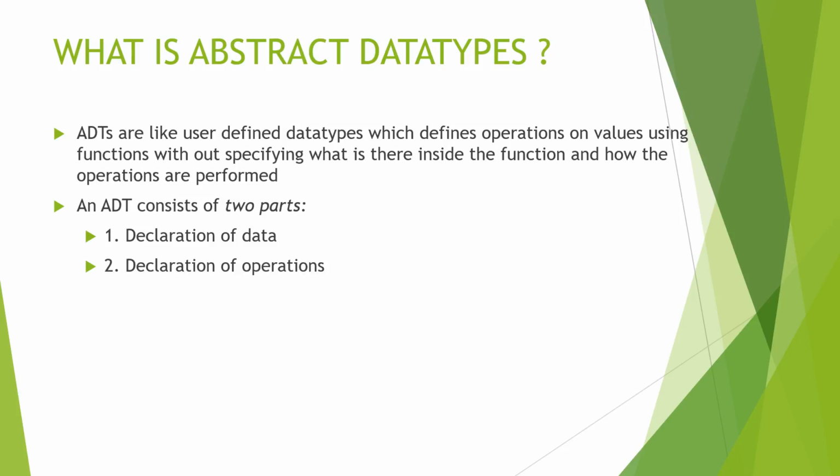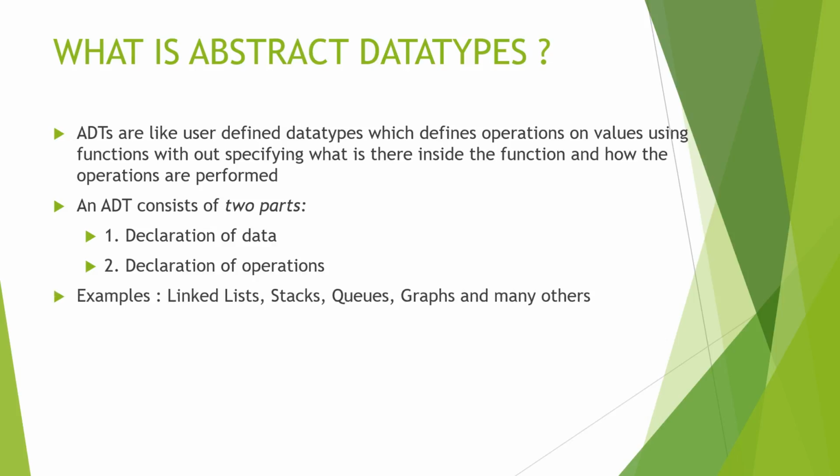An ADT consists of two parts. First one is declaration of data, second one is declaration of operations. That is, we know what data we are storing and also the operations that can be performed on them, depending on the data structure. But it does not have implementation details because different programming languages have different types of implementations. For example, a particular data structure is implemented using structures in C. But the same data structure can be implemented using objects and classes in the Java language. So basically ADT is the abstract or logical view that we already talked about.